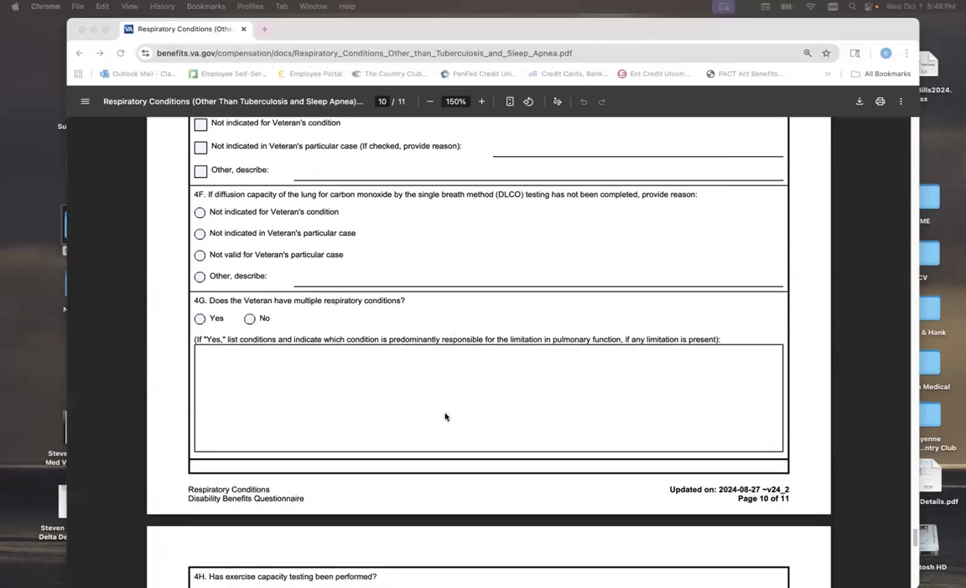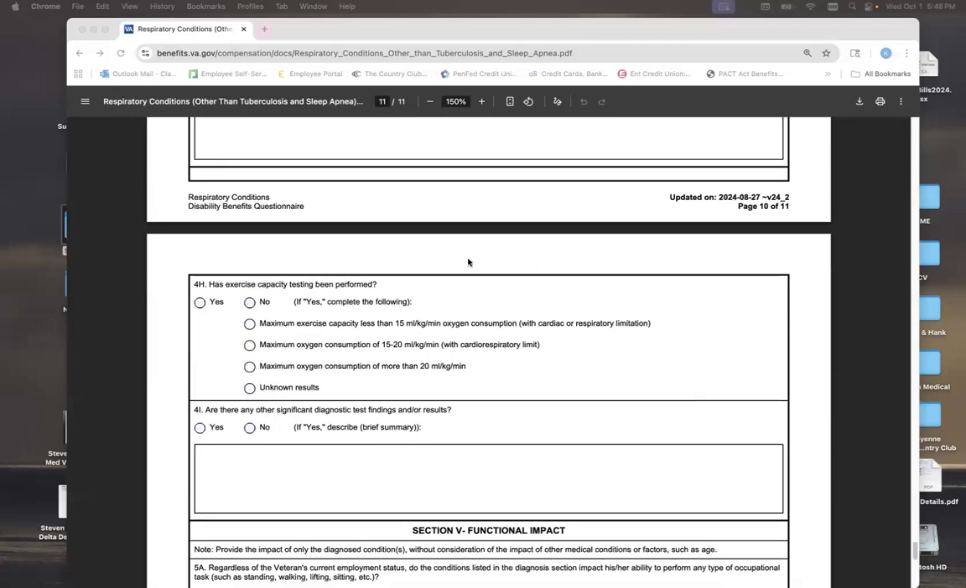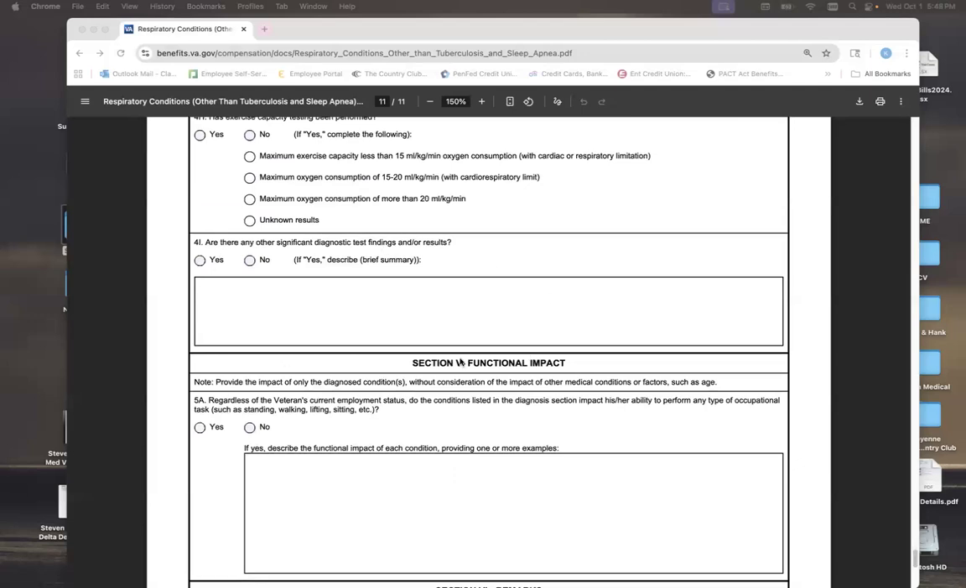And then if the veteran has multiple respiratory conditions, then you list them and indicate which of those conditions is primarily responsible for the pulmonary function testing results. This asks if exercise capacity test has been performed. That's not something that we do as CMP examiners, but you indicate yes or no, and then if yes, the results. And then any other significant diagnostic test or findings you can put here.